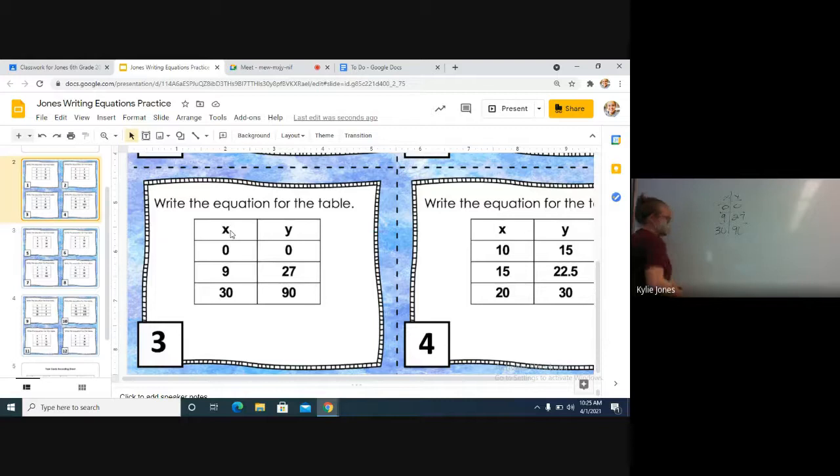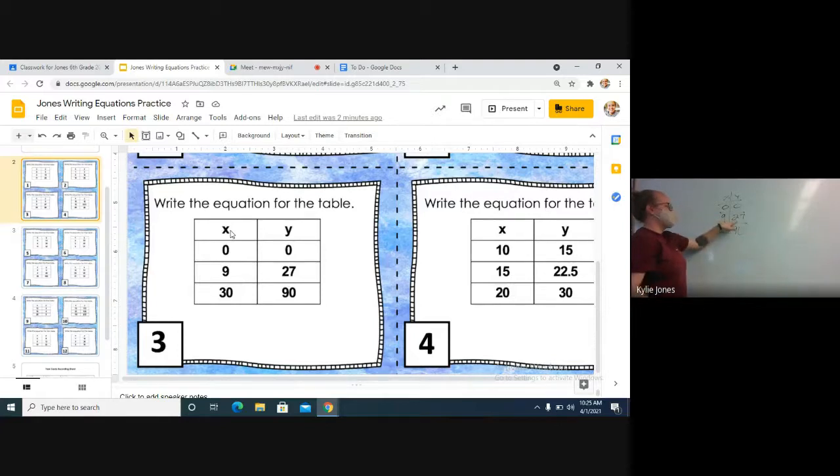Let's look at the first one. Usually when it's 0 and 0, it doesn't help you very much. I know it's multiplication. Why do you think it's multiplication? Because 0 times anything equals 0. That's a good thing to know. So we think we're going to multiply. Because if we say that we're adding 0, does that work for any of the other ones? No. So we're not adding or subtracting anything. We are going to be multiplying. We just have to figure out by what.